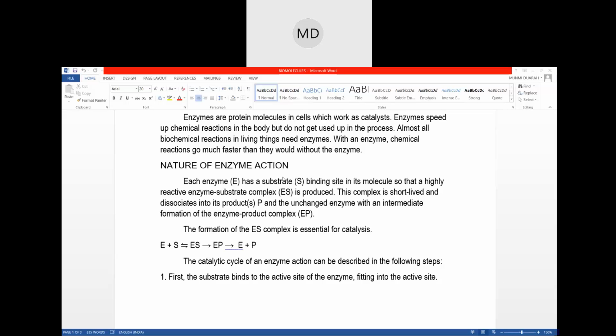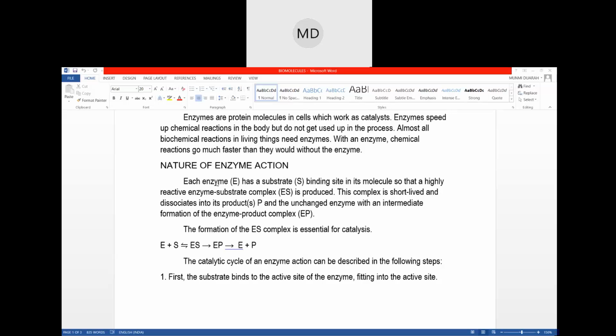The function of the substrate is that normally an enzyme will function at a certain speed, right? It will make the chemical reactions at a particular speed. But when a substrate comes and binds with the enzyme, the reaction will become even faster.